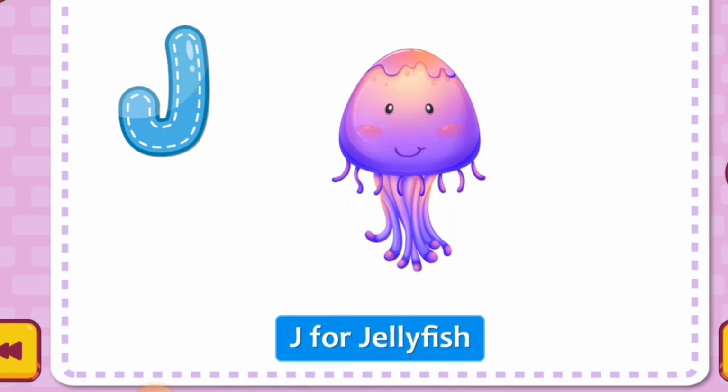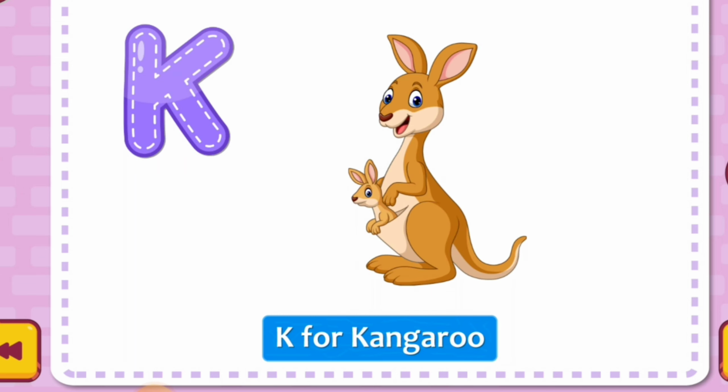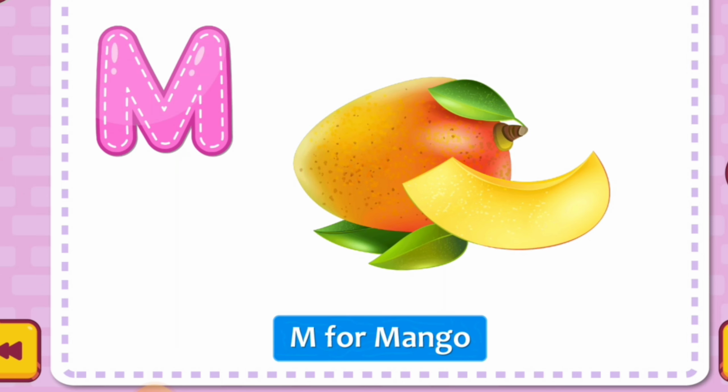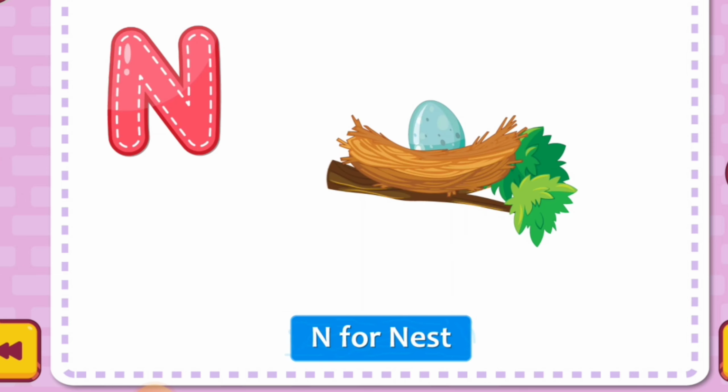J for jellyfish. J, jellyfish. K for kangaroo. K, kangaroo. L for lion. L, lion. M for mango. M, mango. N for nest. N, nest.